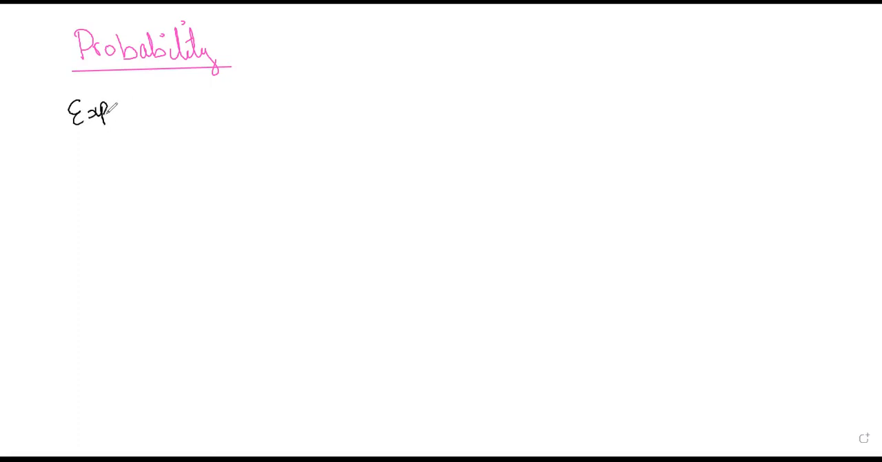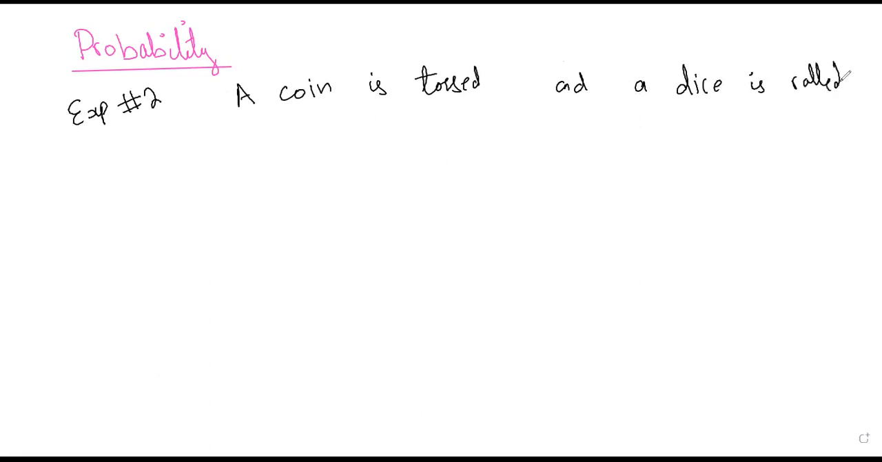Example number 2. So let's say a coin is tossed and a dice is rolled. Okay. So can you guys please tell me the sample space for this scenario? I'll give you 1 minute.